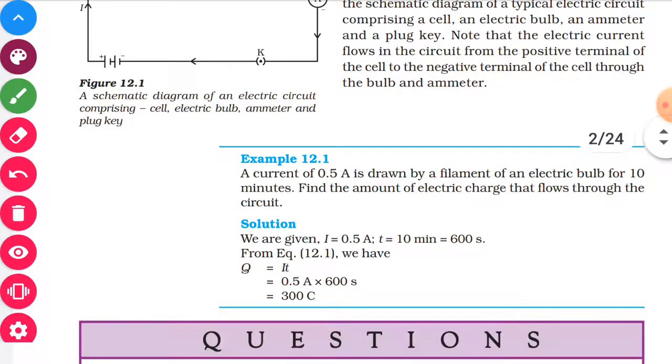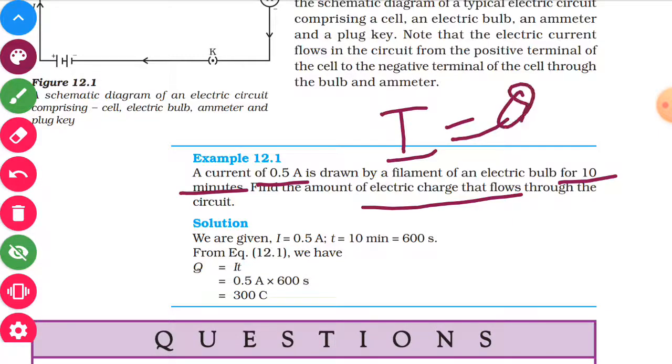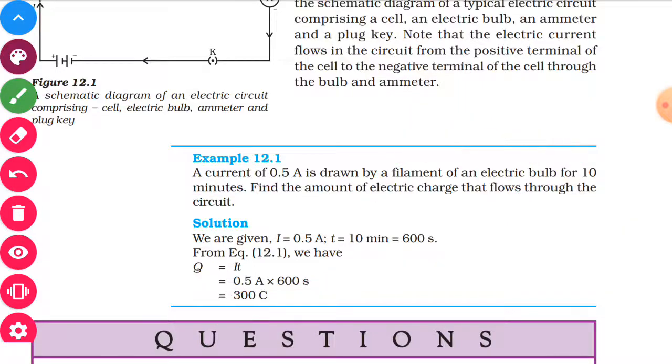Here a very small sum is given. 0.5 ampere current is flowing for 10 minutes. What is to be asked? What is to be done? The charge is to be calculated. Q is equal to I into T, because I is equal to Q upon T. So charge Q is equal to I into T. I is 0.5, time is 10 minutes, so 600 seconds. So just you have to multiply 0.5 into 600, which will give you 300 coulomb charge. Okay, thank you very much.